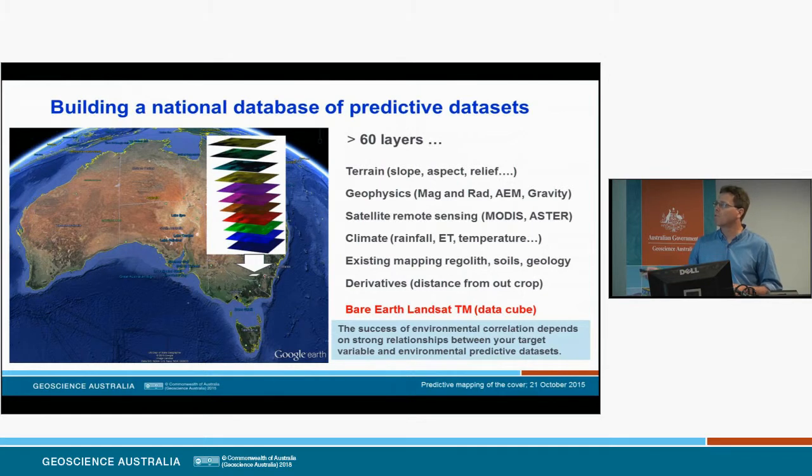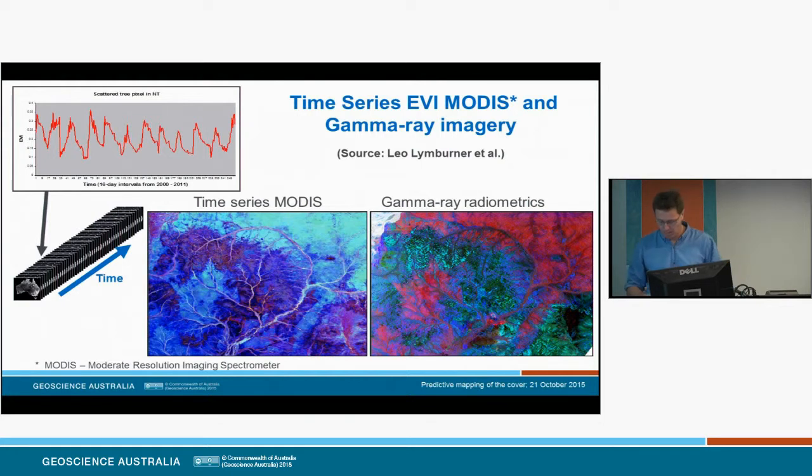Terrain attributes, geophysics, satellite remote sensing, so the MODIS and ASTER, and eventually the Landsat data will go in. We've got climate attributes. You'd think climate perhaps wouldn't be important, but if you're predicting things like carbonate distribution, it is very important. Existing data sets, regolith, soils and geology, and derivatives from these data sets are also very important. So the success of environmental correlation really depends on strong relationships between your target variable and the environmental predictive data sets. So you take quite a bit of time compiling this data.